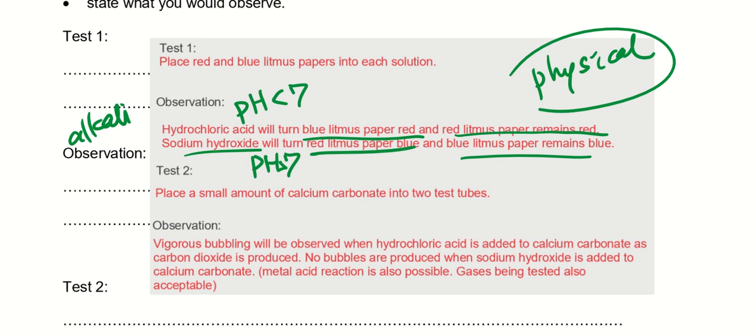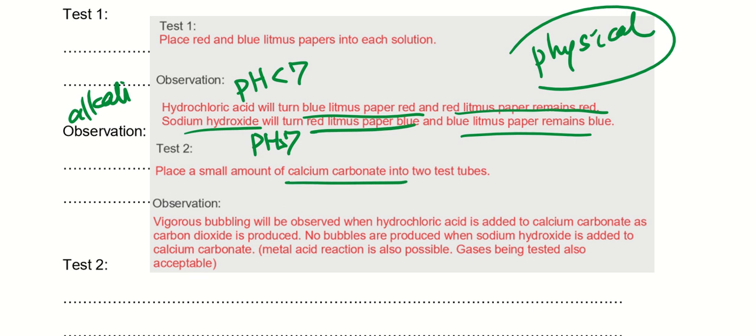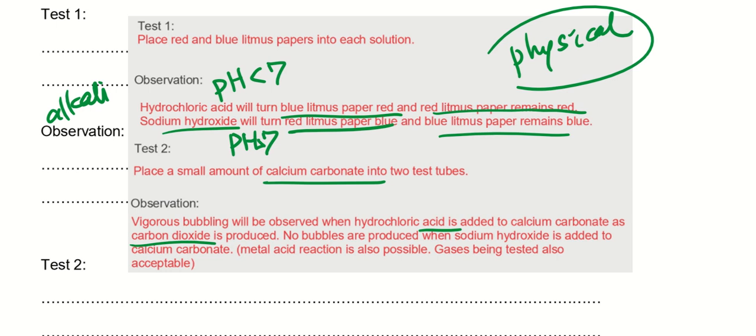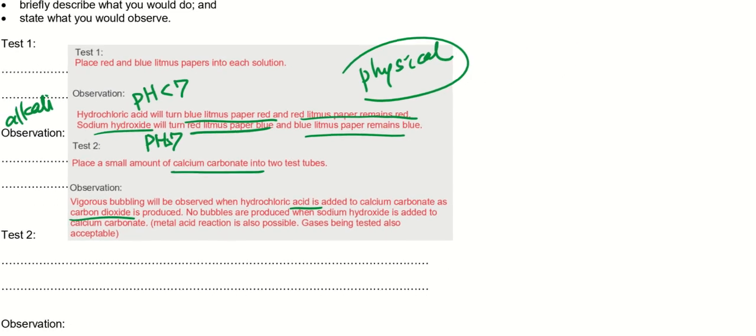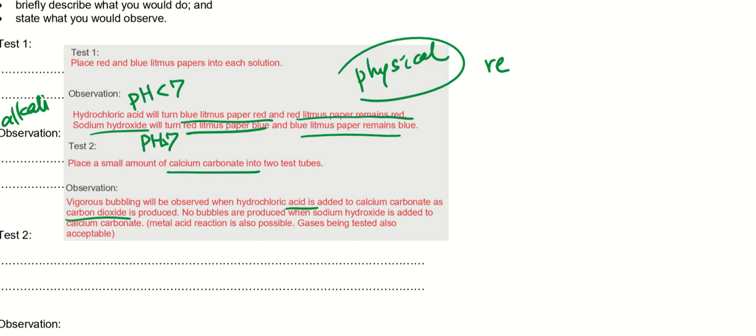Okay. Test number 2, you can actually place a small amount of calcium carbonate into 2 test tubes. So vigorous bubbling will be observed when acid is added to calcium carbonate as carbon dioxide is produced. But for the sodium hydroxide, there will be no bubbles produced. Okay, so for this, I will go to the reactions of acids and alkaline.